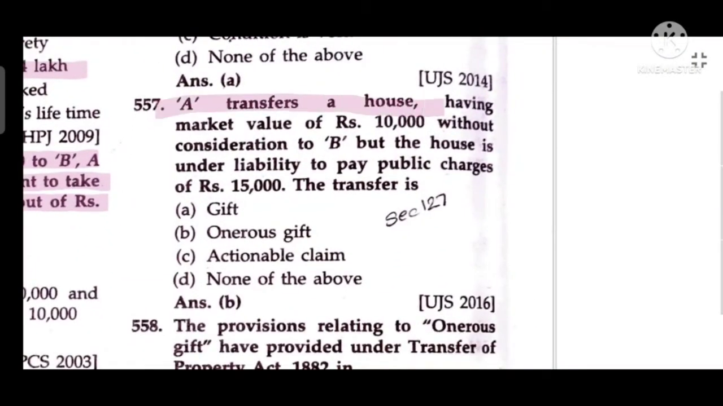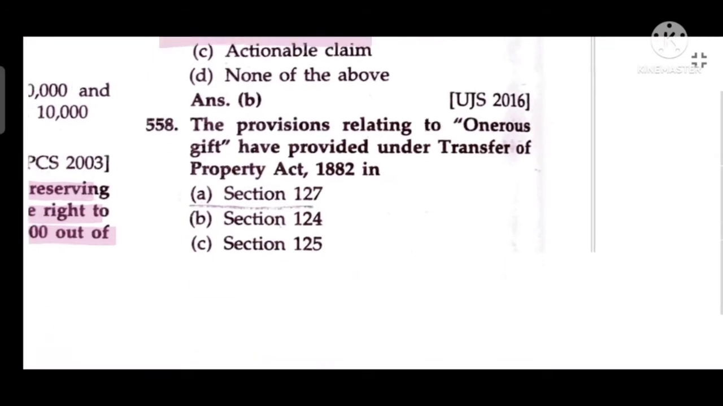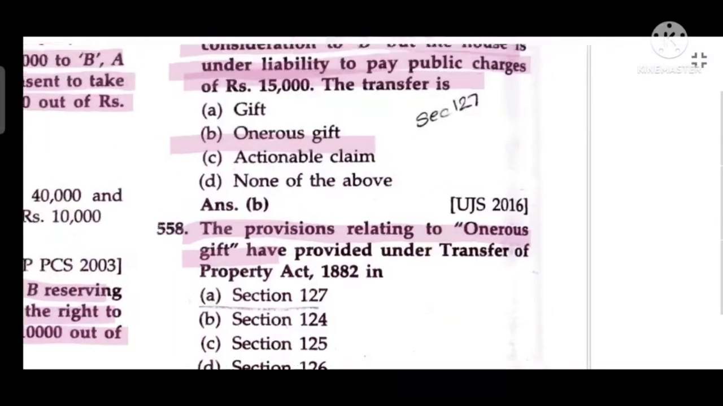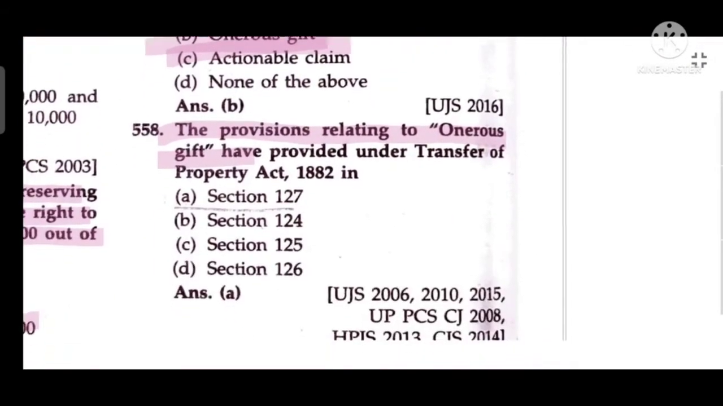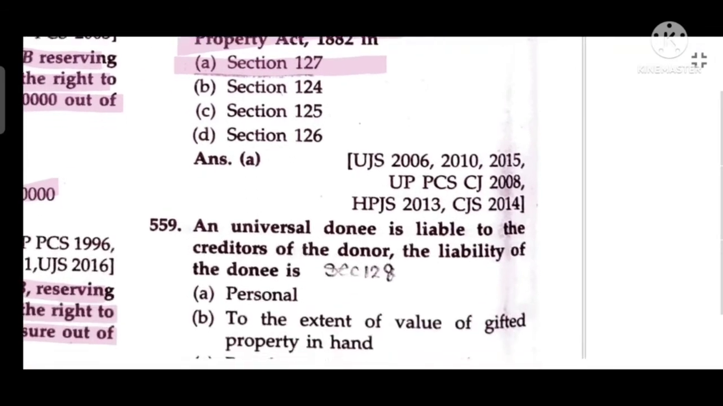A transferred a house having a market value of rupees 10,000 without consideration to B, but the house is under a liability to pay public charges of rupees 15,000. The transfer is not an ostensible gift. The provision relating to onerous gift has been provided under Section 127 of the Transfer of Property Act 1882.